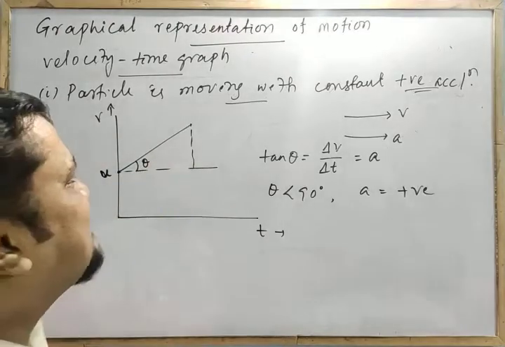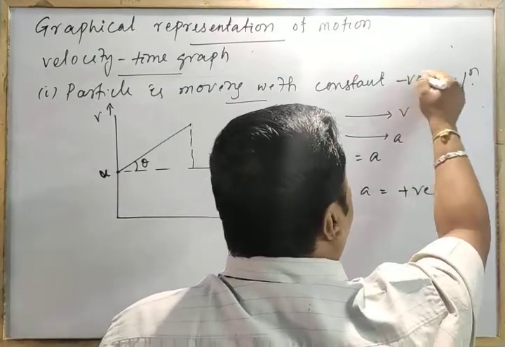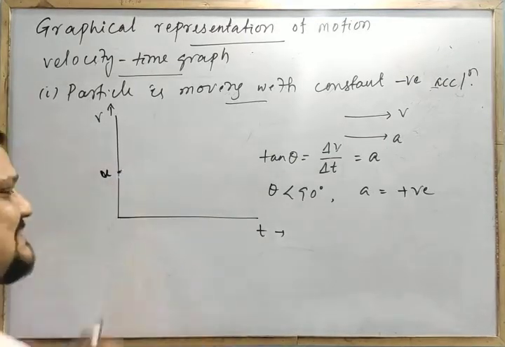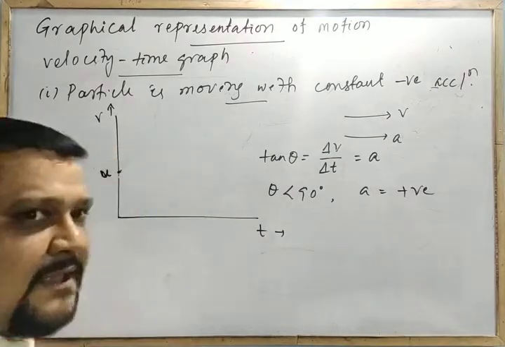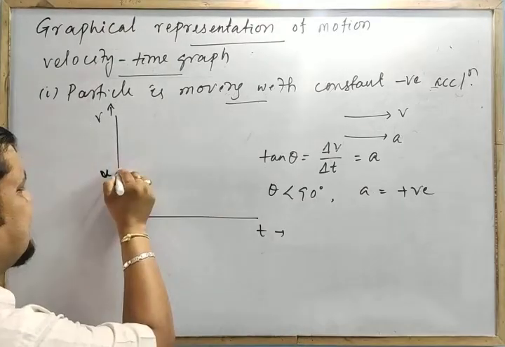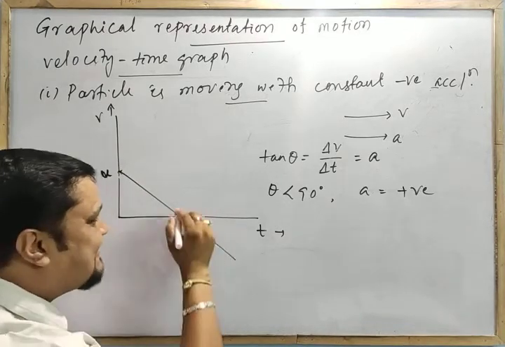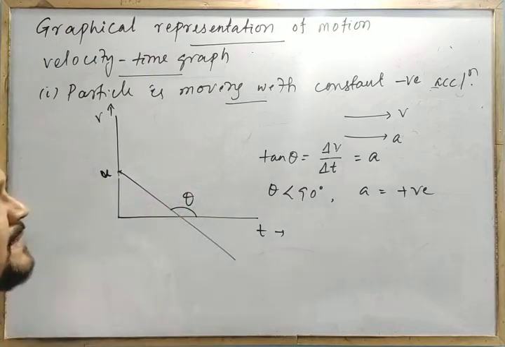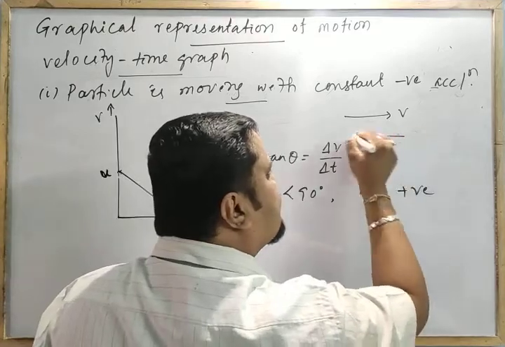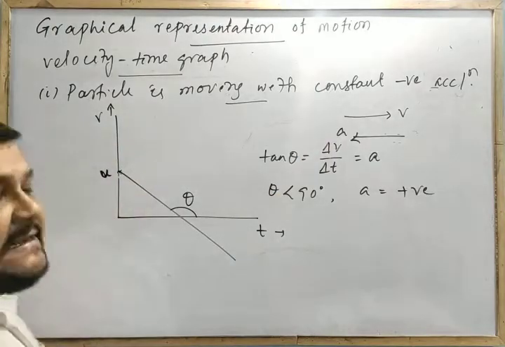Clear? Suppose in the same case the particle is moving with a constant negative acceleration. Means what happened? Velocity is decreasing. At time t equal to zero, it has a velocity u, then it goes on decreasing like this, making the slope. What is the slope? The inclination to the positive x-axis. This is the slope, theta. Velocity is decreasing. The motion of the particle and acceleration are opposite, then the velocity is decreasing.